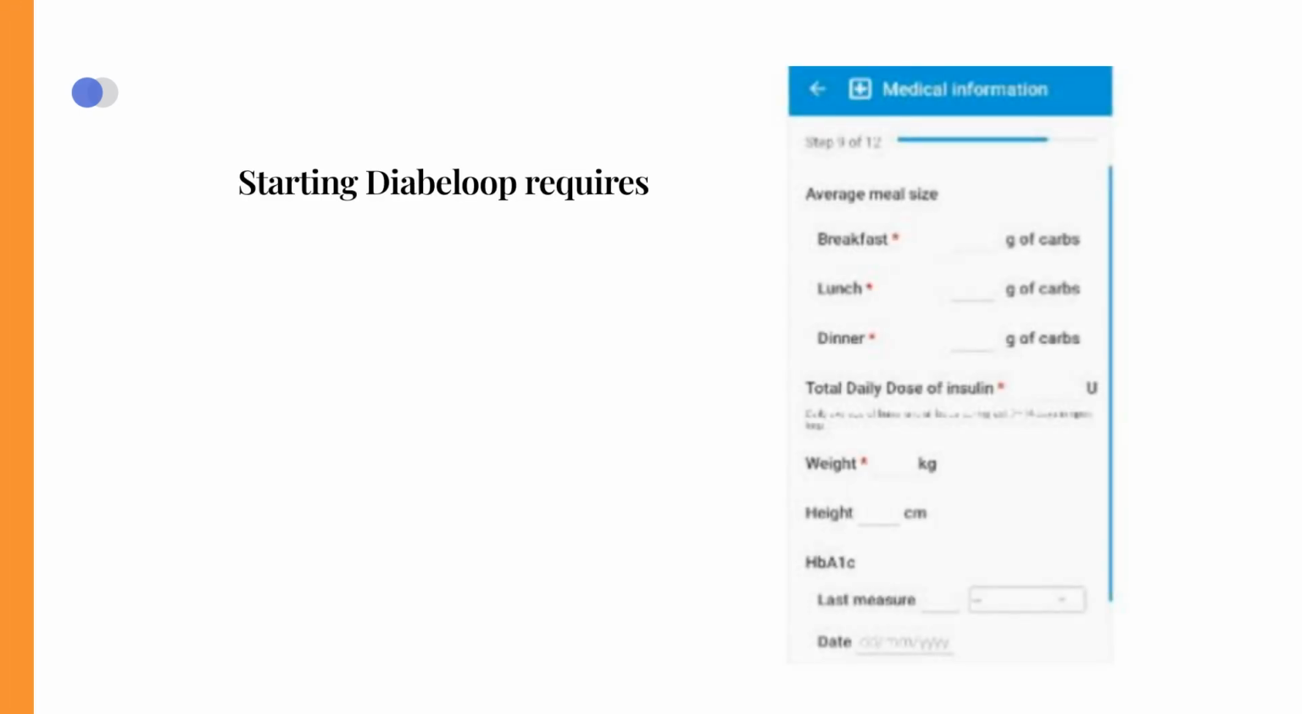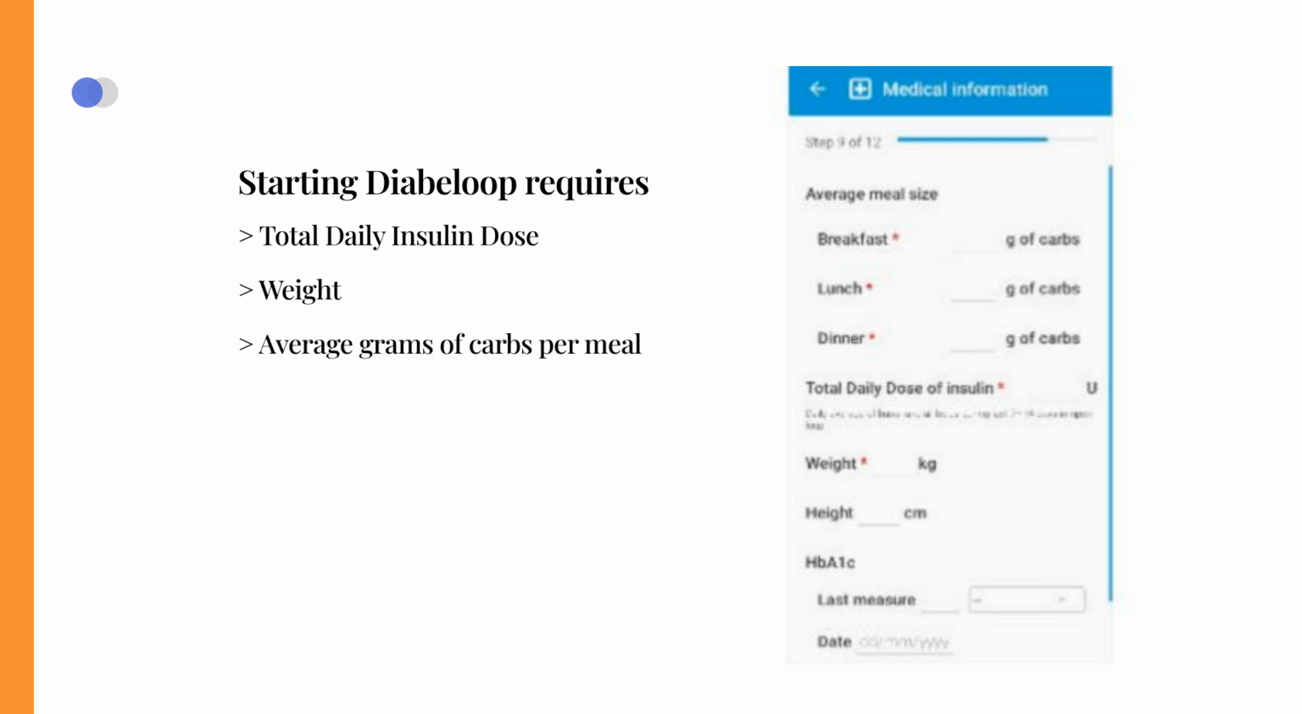When starting with the DBLG1 system, you need to enter your total insulin dose, weight, and the average number of grams of carbohydrates you consume per standard meal. You may enter 3 standard meals: breakfast, lunch, and dinner. These parameters can be edited later if needed.